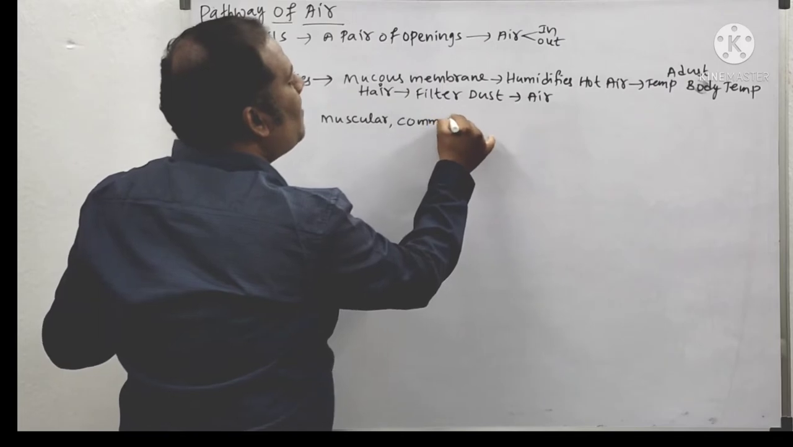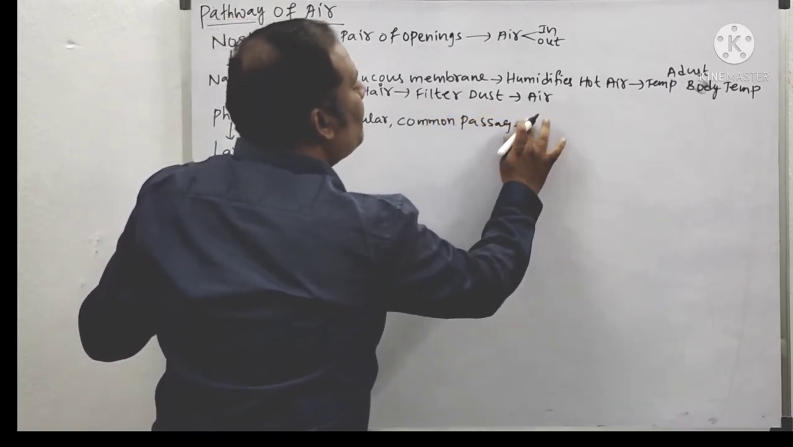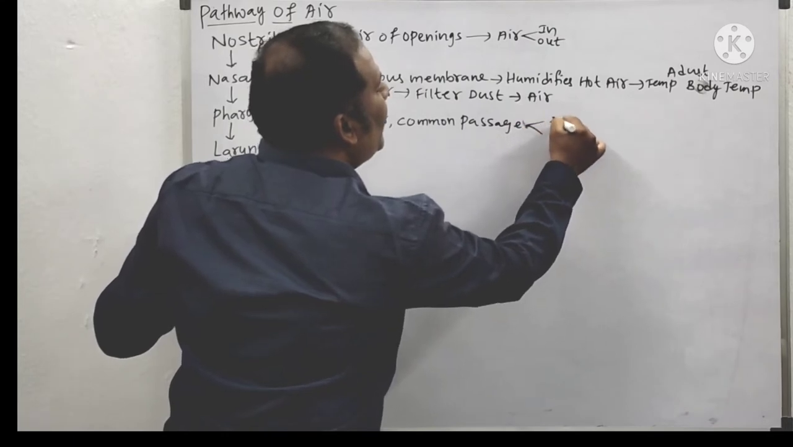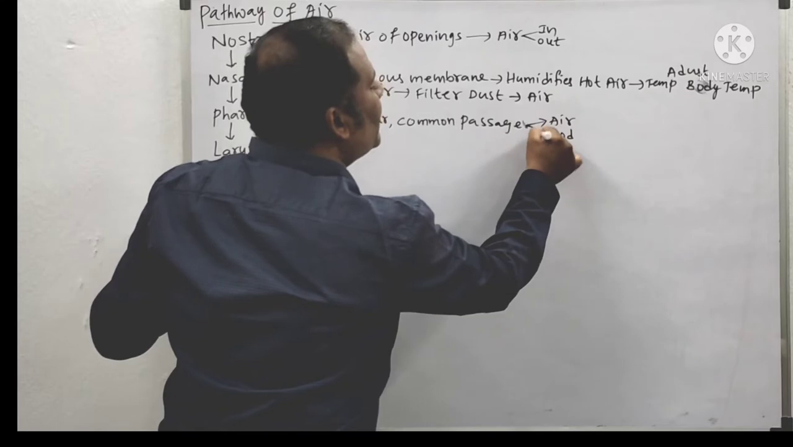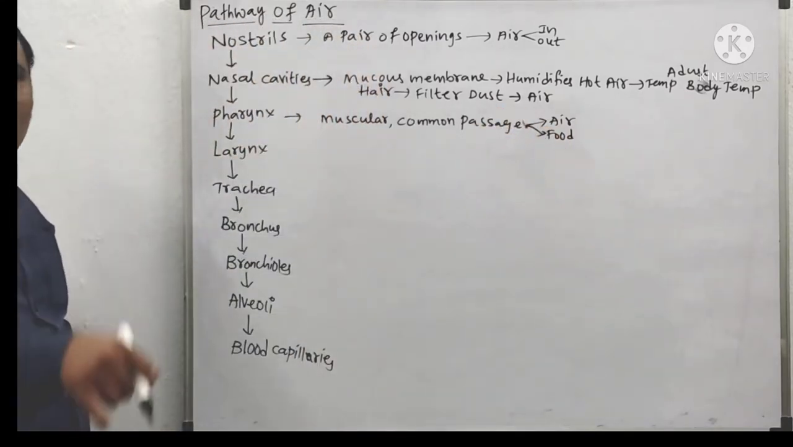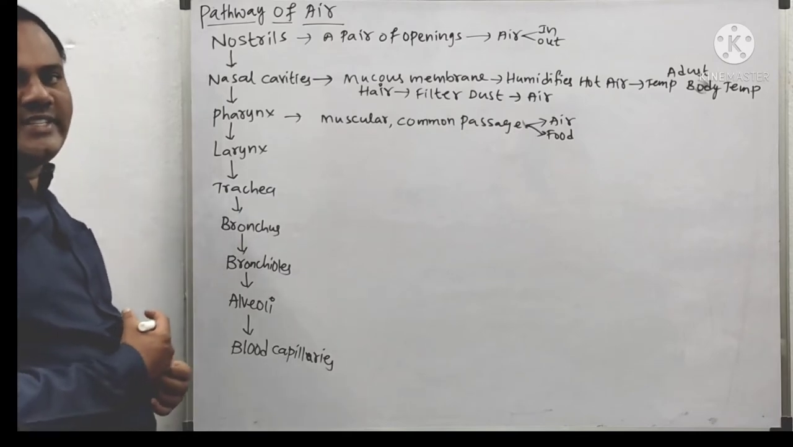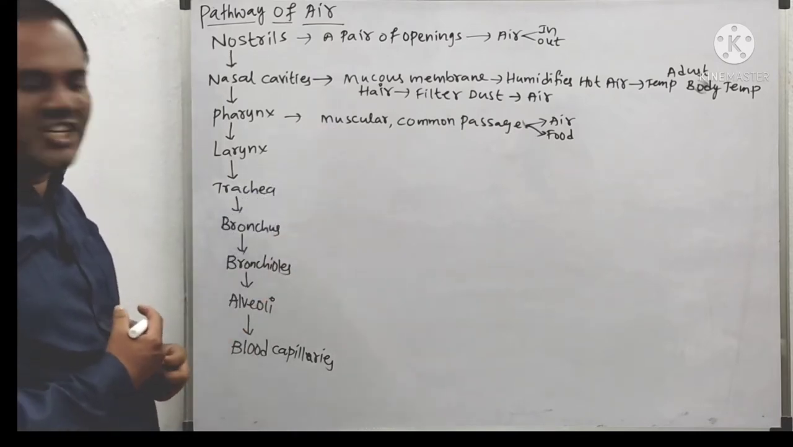It is a common passage for both. For whom? A common passage for what? Air as well as food molecules. The food molecules will go into the digestive system and the air will go into the respiratory system, but it is a common passage for both the digestive system and the respiratory system. It is made up of muscles, that is, a muscular structure.